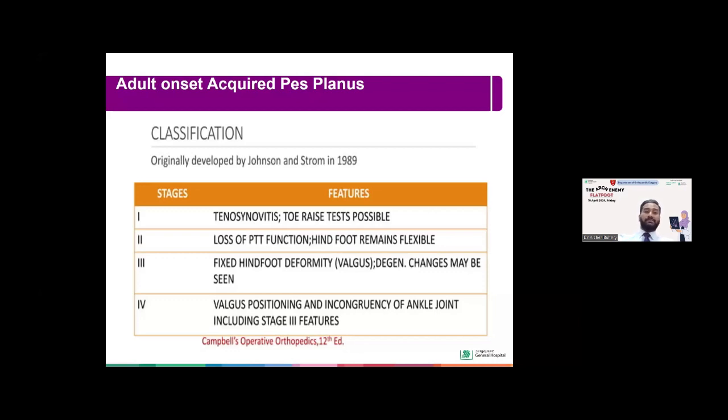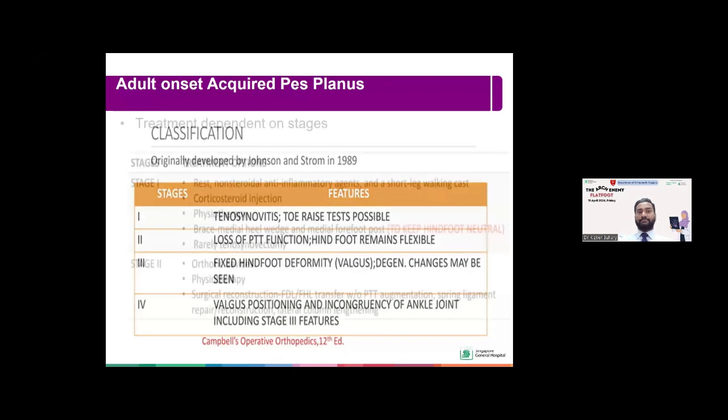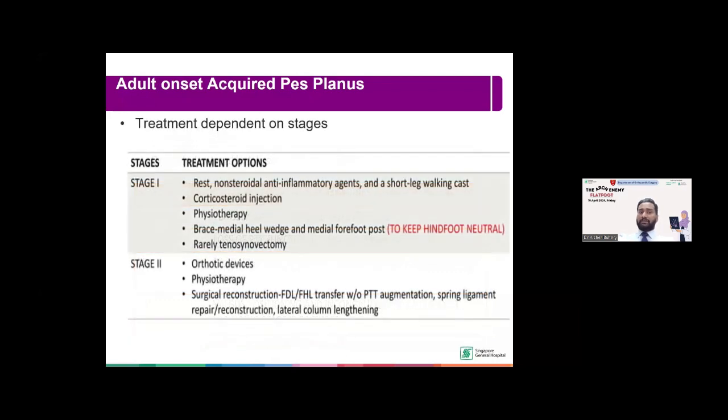So as an orthopedic surgeon who sees this patient, it's very important for us to classify the patients who come with pes planus based on what we think the stages are. And then our management, which will be discussed later, depends on that. So the treatment depends on the stages.